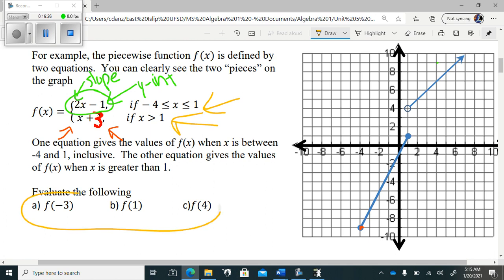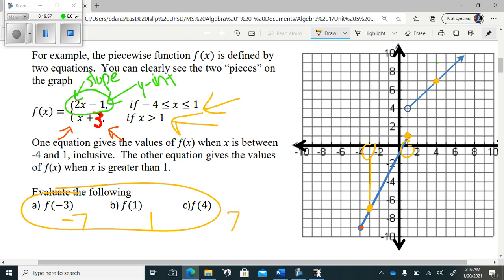Of course, we can do this evaluation like we did with the do now. F of -3, here's -3. It corresponds to this point. Oh, it's -7. F of 1, we just talked about it. It corresponds to the closed circle, not the open circle. So f of 1 is at 1. And then f of 4 corresponds to this point. F of 4 is 7.